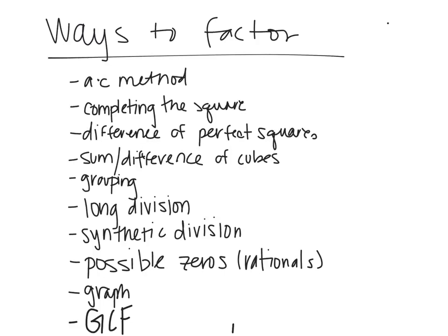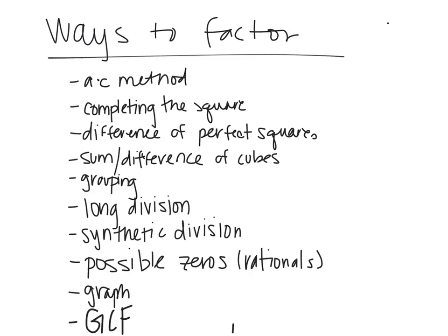The first thing we always look for when factoring is the GCF. Then we look for difference of perfect squares or sum or difference of cubes. And then we have the AC method. We can complete the square if we need to, which we won't ever do. We can do grouping. When do we do grouping?